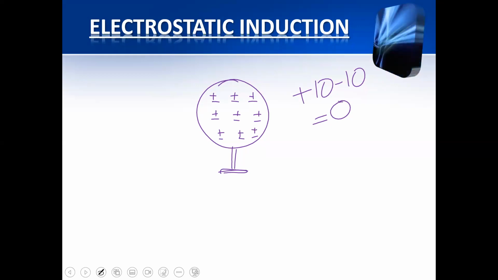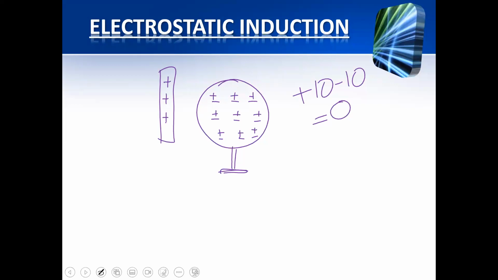Plus 10, minus 10. It means what is a neutral substance? A neutral substance contains both positive and negative charges. Okay. Now, very carefully, what happens? If I put a positive rod here, look carefully. If I put a positive rod here, it will attract the negative charges because plus and minus attract each other.